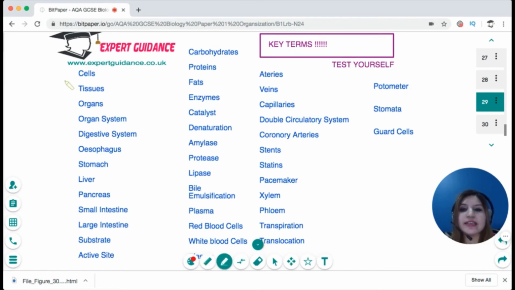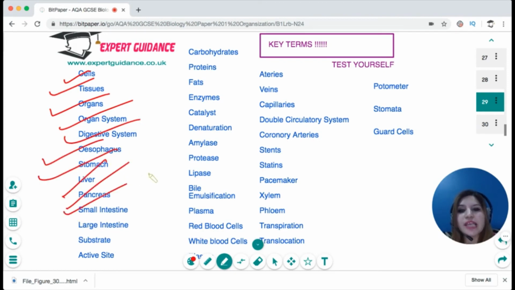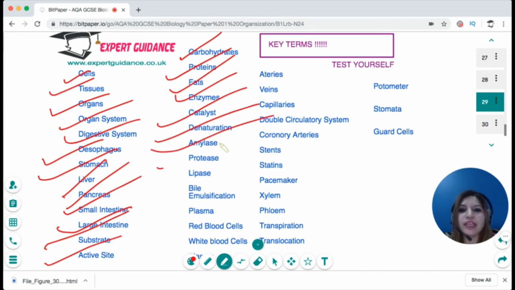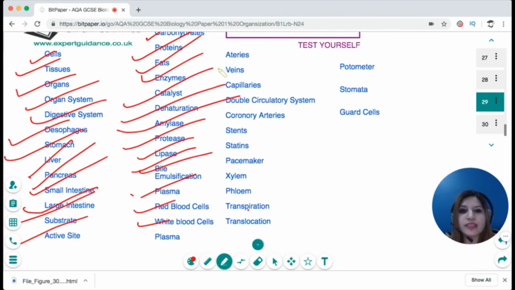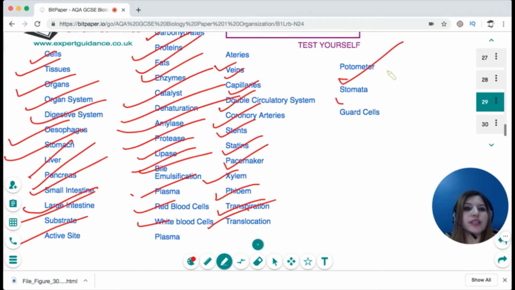So these key terms are: cell, tissues, organs, organ system, digestive system, esophagus, stomach, liver, pancreas, small intestine, large intestine, substrate, active site, carbohydrates, protein, fats, enzyme, catalyst, denaturation, amylase, protease, lipase, bile, emulsification, plasma of the blood, red blood cell, white blood cells, platelets, plasma, arteries, veins and capillaries, double circulatory system, coronary artery, coronary heart diseases, stents, statin, pacemaker, xylem, phloem, transpiration, translocation, potometer, stomata, and guard cell.